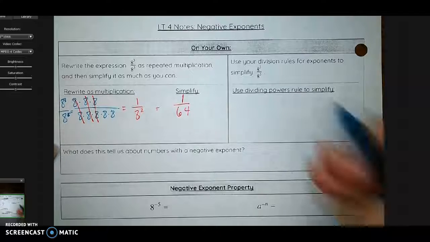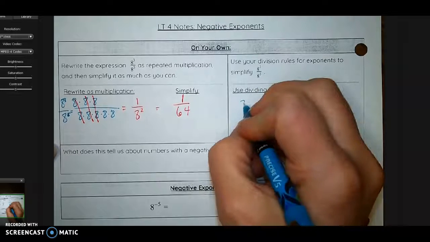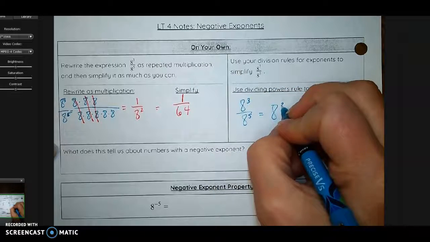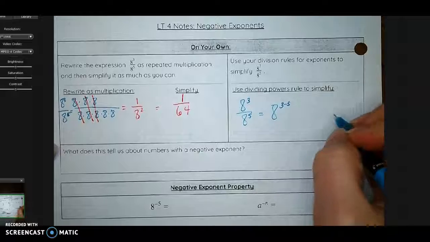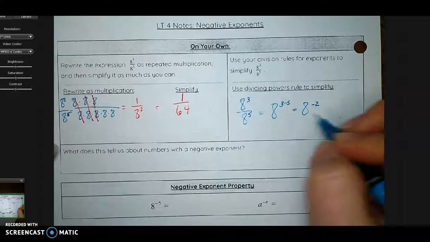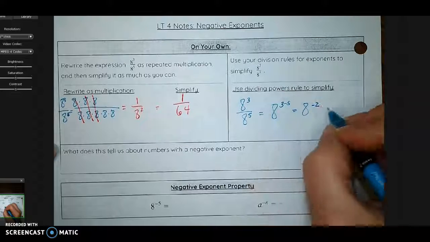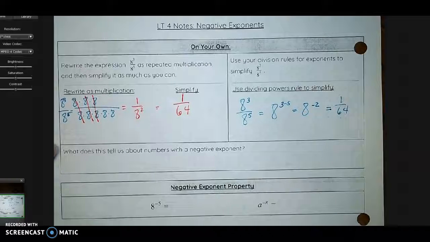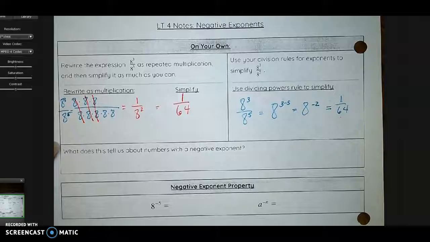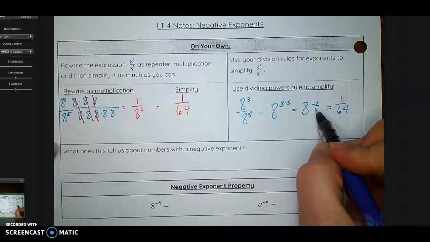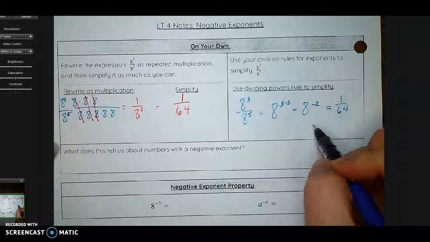So when we use our division rules, we're going to find that 8 to the third minus 5 is going to give us 8 to the negative 2. When we wrote it out, we got that answer, so that means these two must be the same. So we are looking for, what is that rule? What does this tell us about numbers with a negative exponent? So if I have a negative exponent, I need to turn it into a positive exponent.